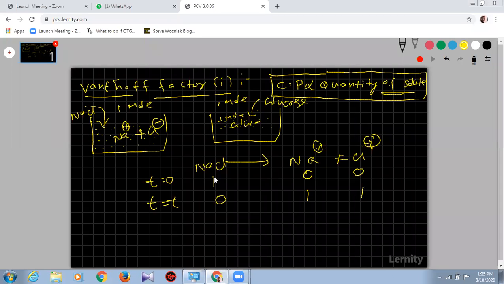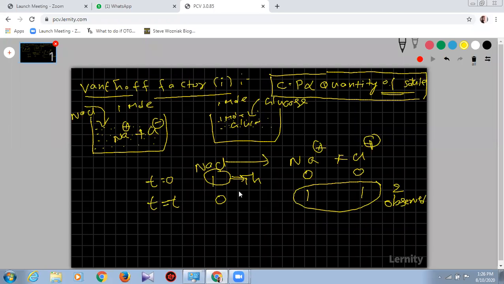So theoretically it is 1 here. This is what I call theoretical. And what about this? Here 1 plus 1, you will get 2 here, and this is the observed value. So there is a lot of difference between the theoretical and the experimental value, right?